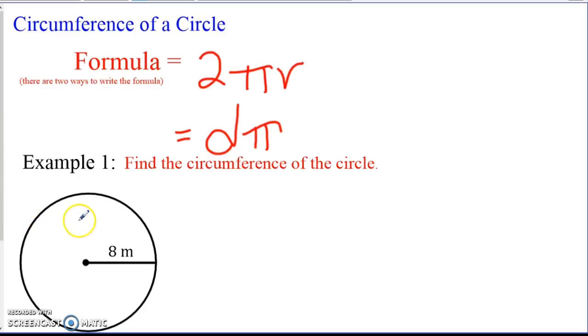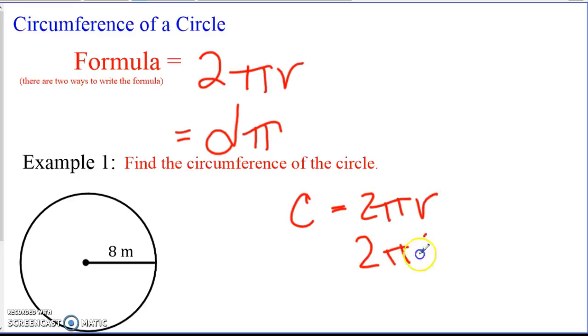So if I give you this and ask you to find the circumference of the circle, the first thing I'm going to do is write the formula down, 2 pi r. I know 2 and pi are numbers, and I'm going to multiply by r, which is 8. Go ahead and put that in a calculator, and instead of using the pi button, we're going to use 3.14. So 2 times 3.14 times 8, and you will get 50.24.